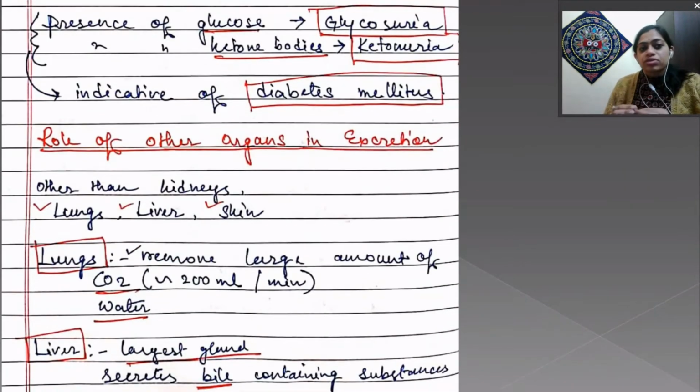If there is a presence of glucose in the urine, this condition is called glycosuria. Presence of ketone bodies in urine is called ketonuria. These two are indicative of the disease diabetes mellitus. Diabetes is of two types, diabetes insipidus and diabetes mellitus, and these two are indicators of diabetes mellitus.